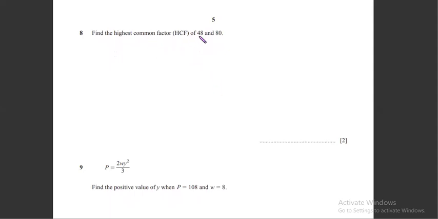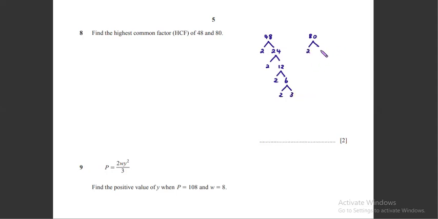We're supposed to calculate the highest common factor of the two numbers given to us. In this case, we are going to draw the factor tree for both numbers, for 48 as well as for 80. When we draw the factor tree for 48, I can divide it by 2, I get 24. I can divide this by 2, I get 12. Further, I can divide by 2, I get 6. Again, I can divide by 2, I get 3.